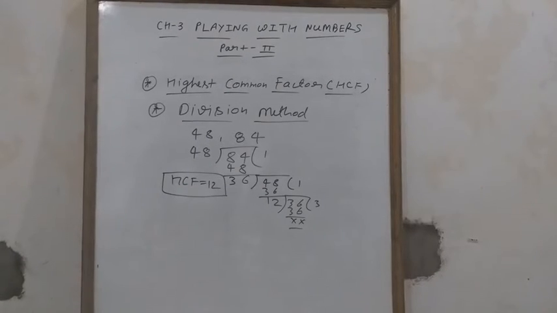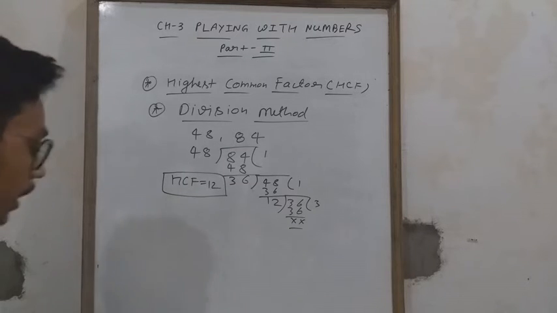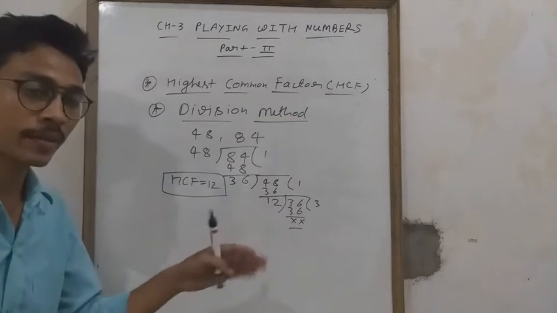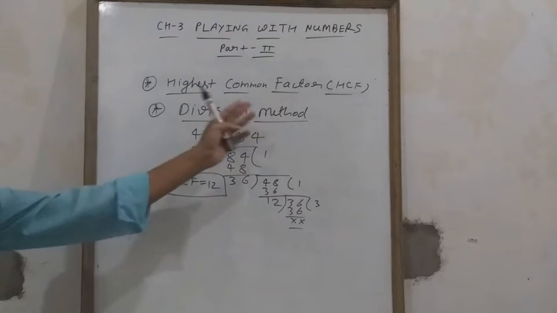Now I explained two methods. First is the prime factorization, second is the division method, student. Clear everyone? And one simple method I explained. So this is our HCF, highest common factor.